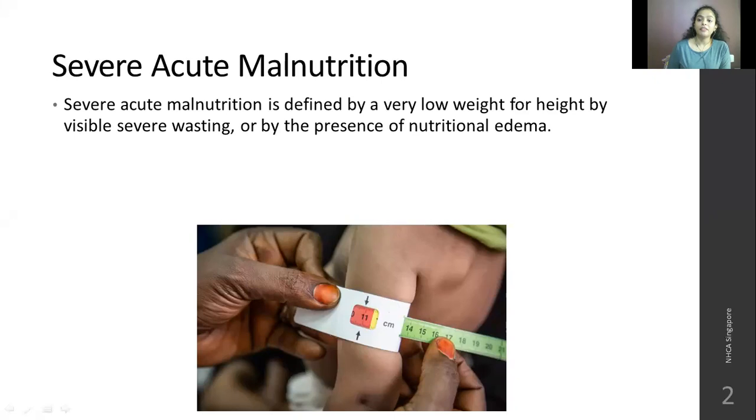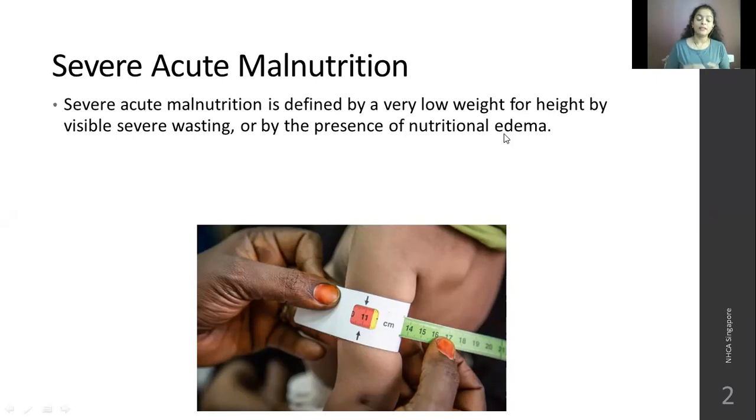It is defined by a very low weight for height, by visible severe wasting, or the presence of nutritional edema. Edema here means swelling. Okay, overall swelling. So this is a kind of malnutrition which is prominently seen in kids, either in preschoolers or in infants. So their body weight is especially very low as compared to the height which they may be having.